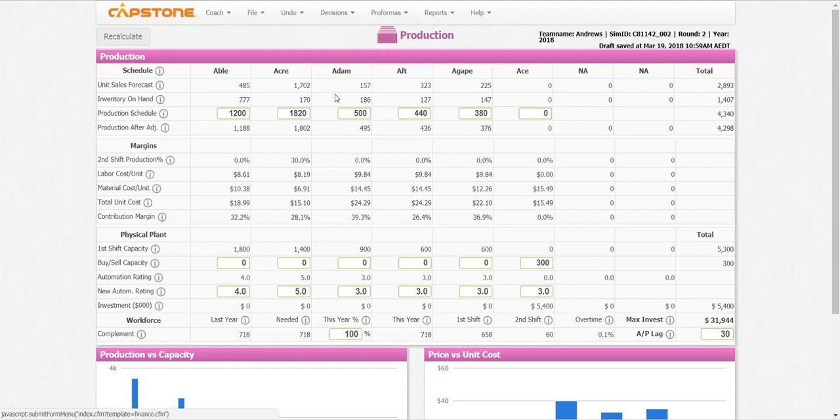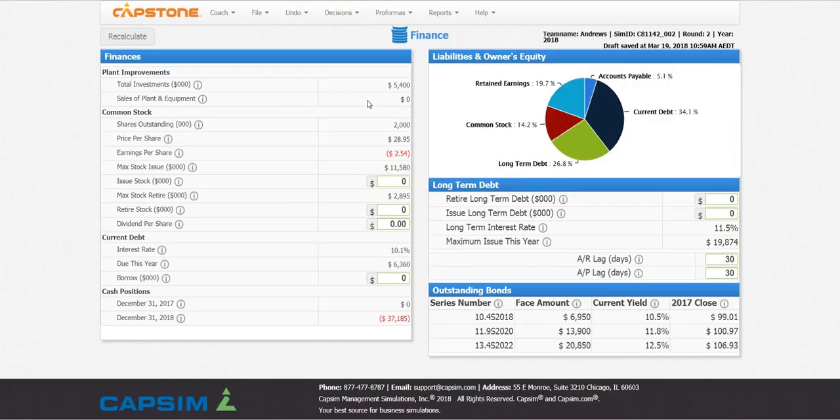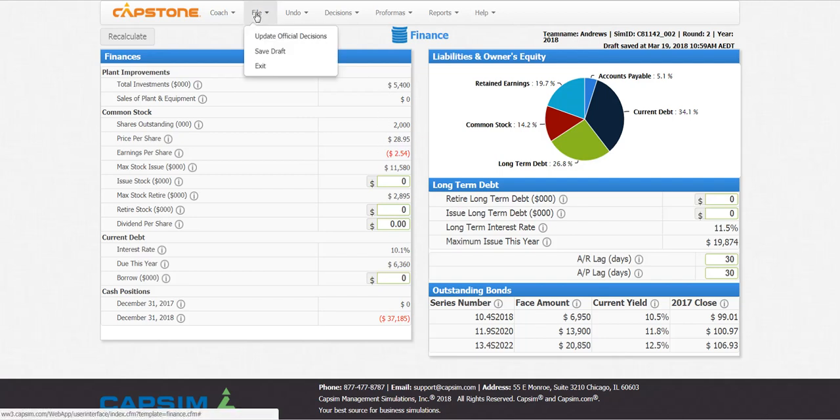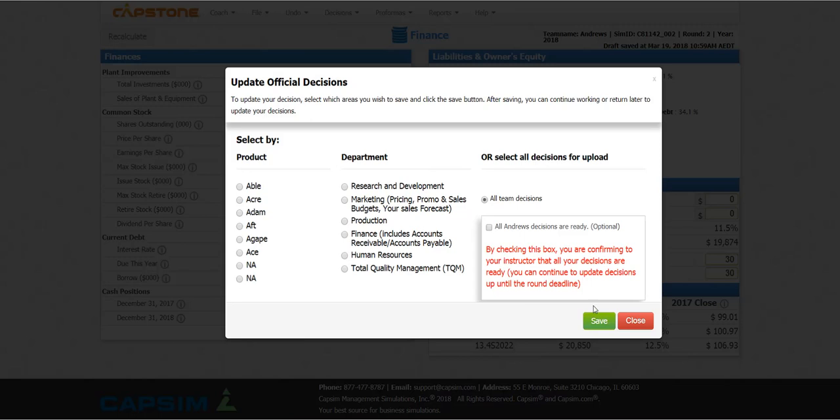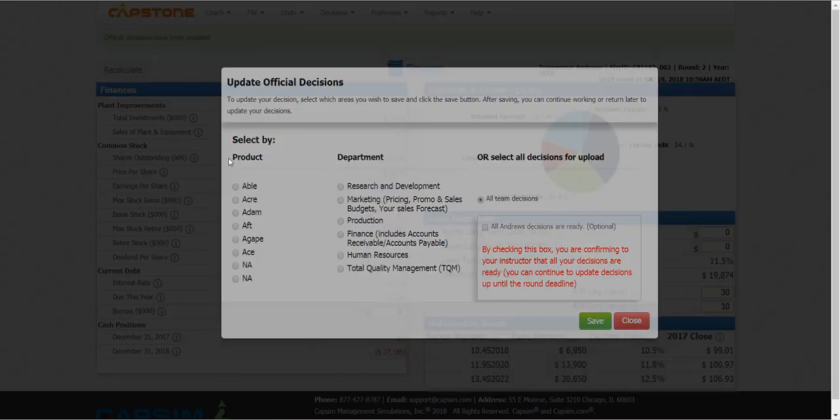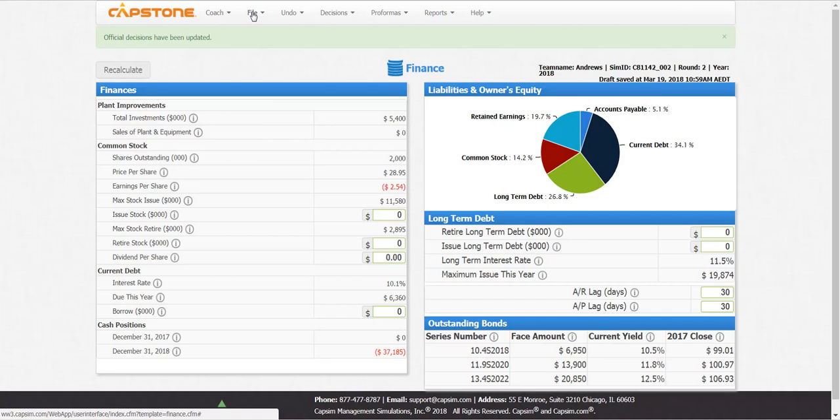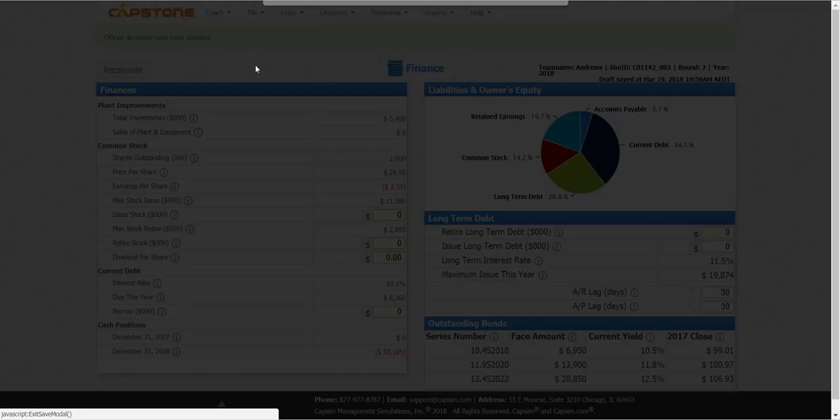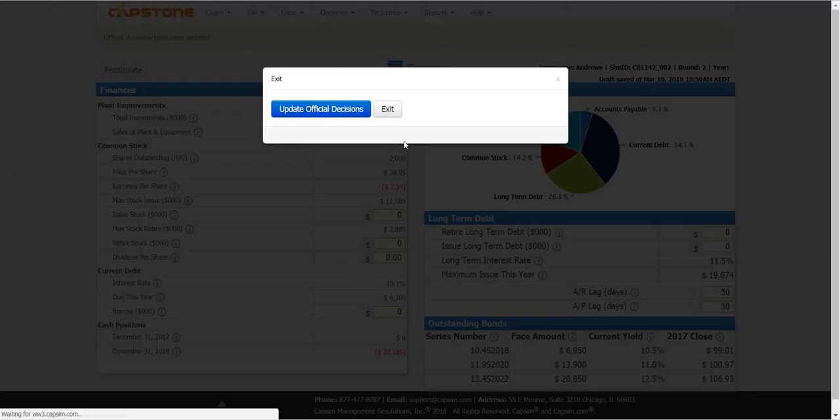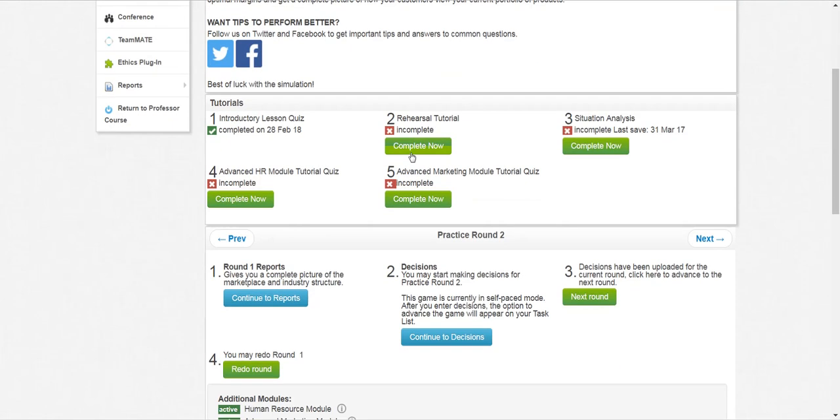And let's have a look at finance and see what we can find out here. There's our investments, 5.4 million. That's our capacity. That's the capacity we bought, and that's also the automation we spent. So for now, that's all you need to worry about here. So let's go now and update official decisions. Obviously, we'd need to work on all our other products if we were running the full business, but for the purposes of this demonstration, we don't. And exit, updated, exit. Now we need to go to next round.